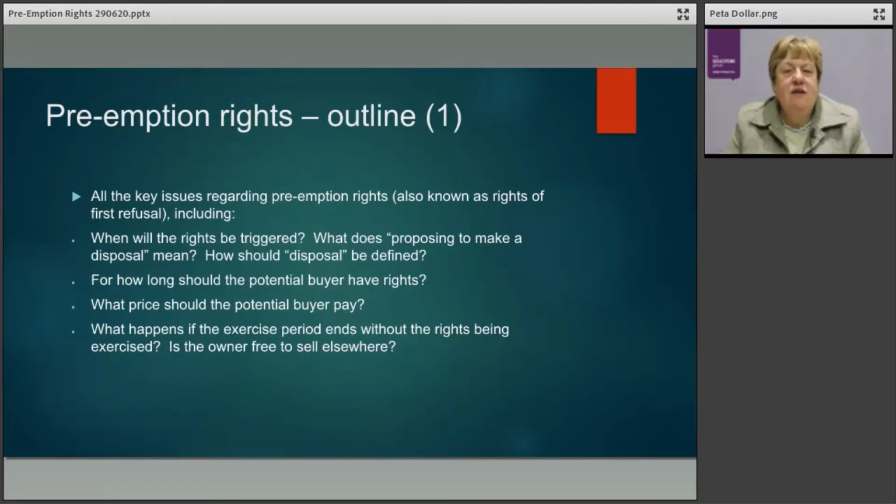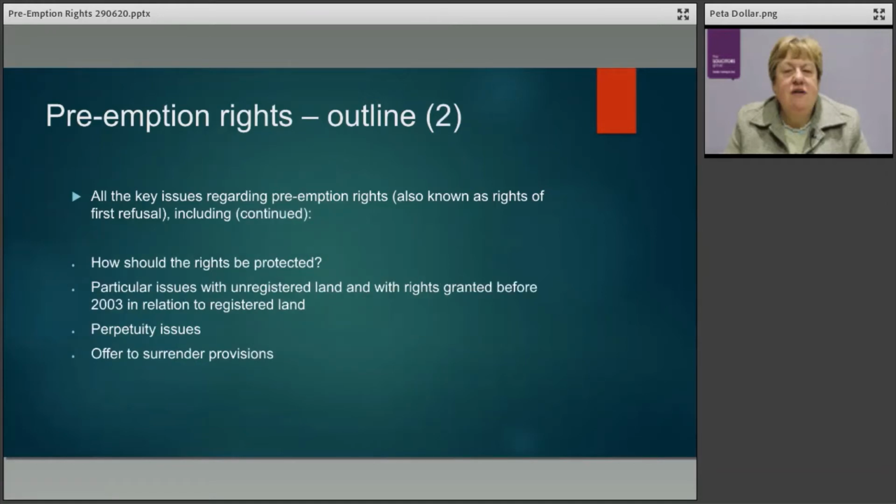How long should the potential buyer have the rights? What price should the potential buyer pay? What happens if the exercise period ends without the rights being exercised? Is the owner free to sell elsewhere, or do the rights effectively revive next time the property is to be sold?